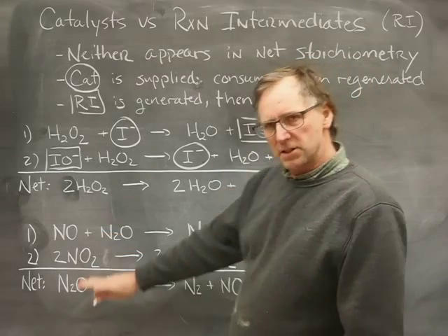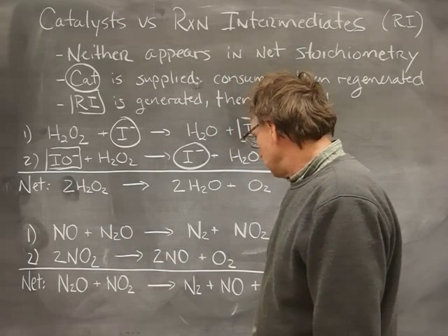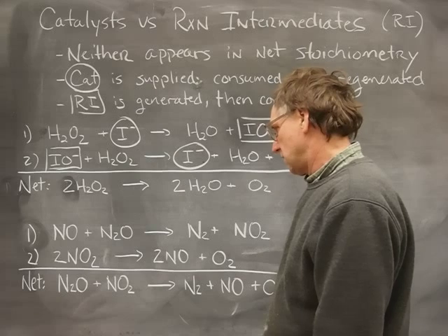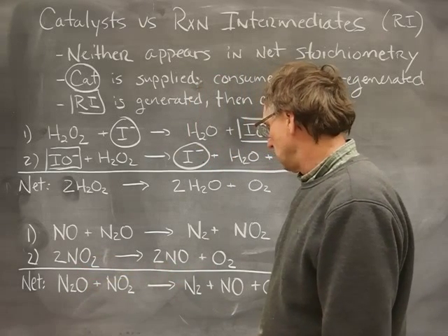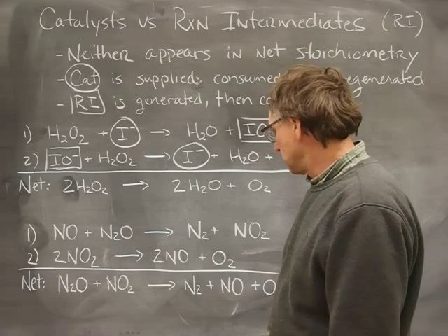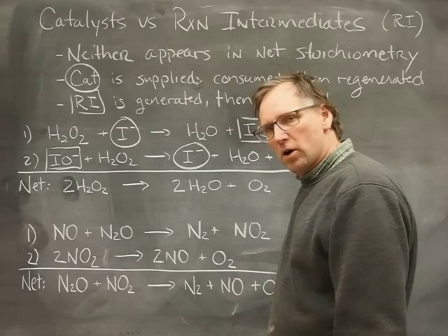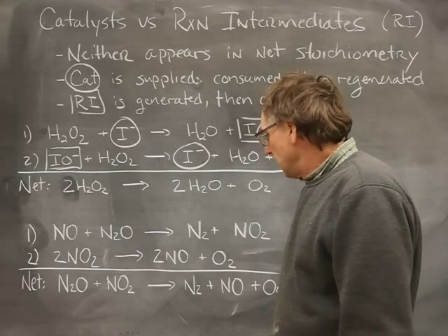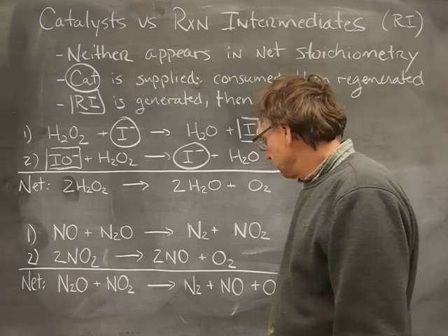Fine. How about this second example? Here we have NO combining with N2O to make N2 and NO2, and then two NO2s make two NOs again and oxygen. So if you want to think about this, maybe pause and see if you can identify any reaction intermediates or catalysts in this.